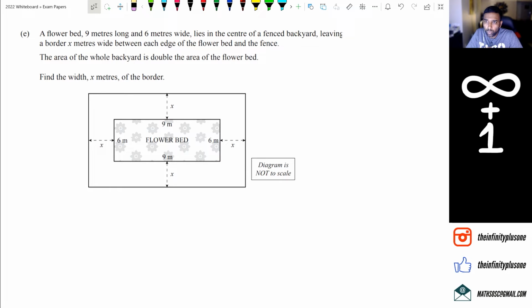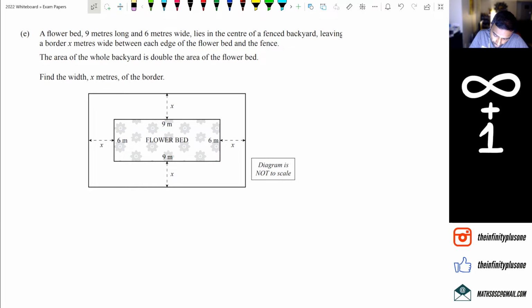Okay, so with question E, what do we've got? We've got a flower bed, 9 meters by 6. It's in the center of the fenced backyard, leaving a border. The area of the whole backyard is double the area of the plot. Okay, all right. Basically, what we've got here is 2 rectangles. We've got the inside flower bed rectangle, and then we've got the outside rectangle.